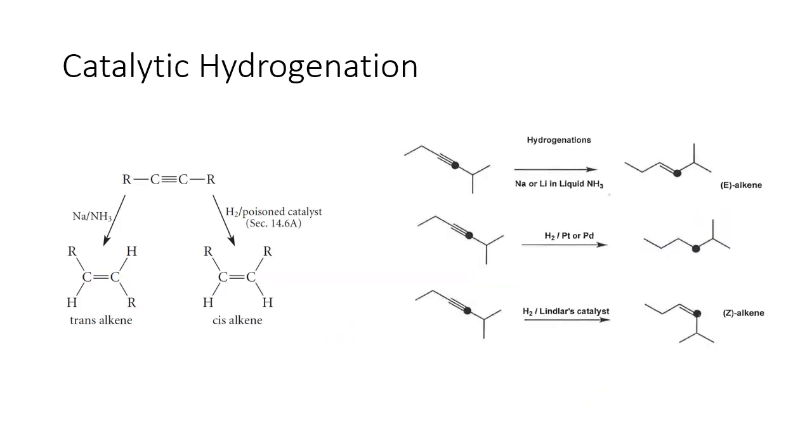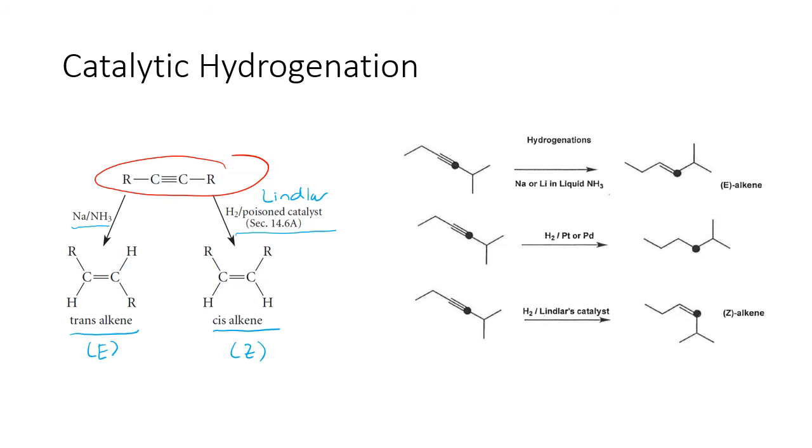So this slide is just a review of a few of the hydrogenation reactions that we just talked about. On the left-hand side, we have an alkyne with its 2 degrees of unsaturation. If we use an alkali metal such as sodium in liquid ammonia, that's that dissolving metal reduction, you end up with a trans alkene. If we use hydrogen with a poisoned catalyst such as the Lindlar catalyst, we end up with a cis alkene, so Z versus E.